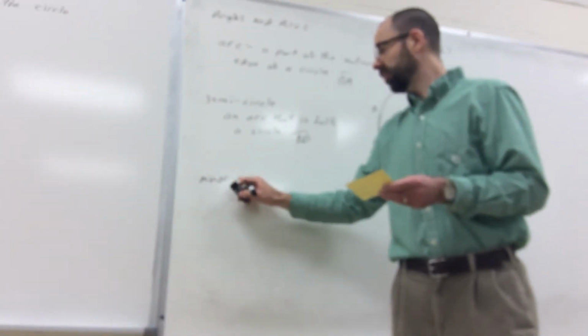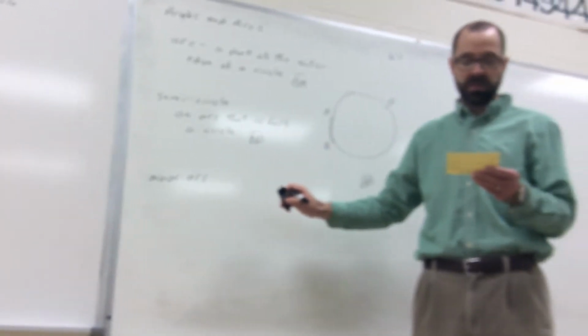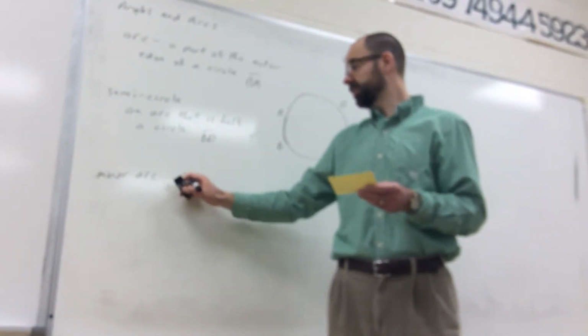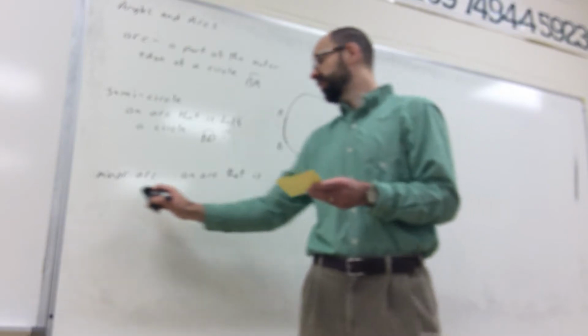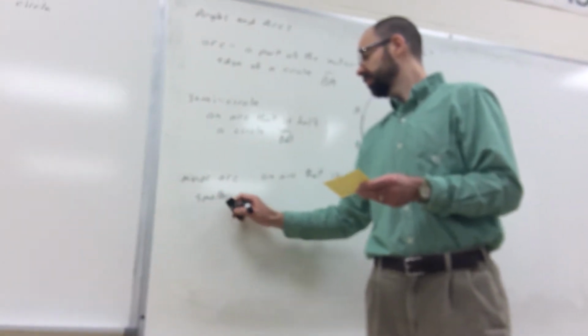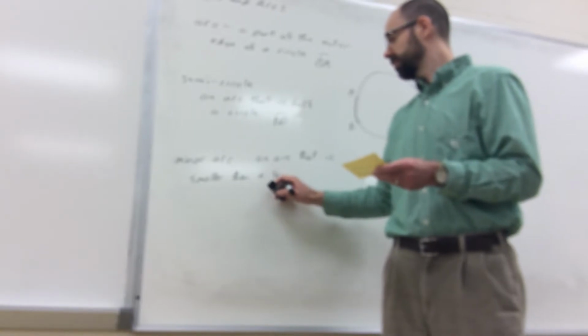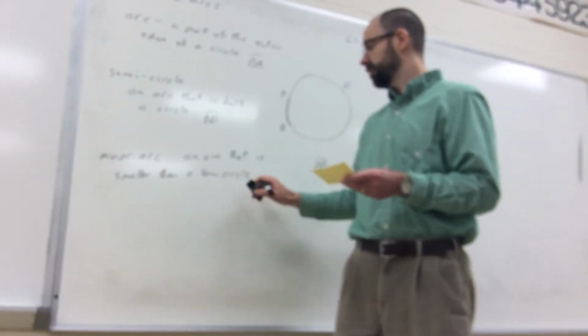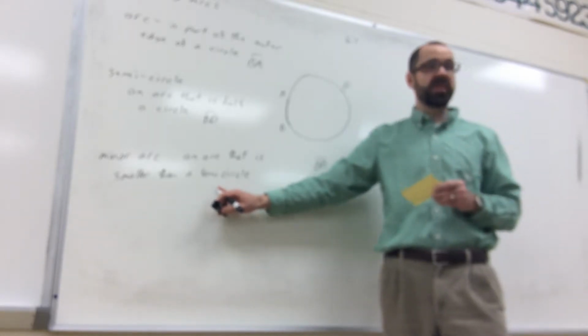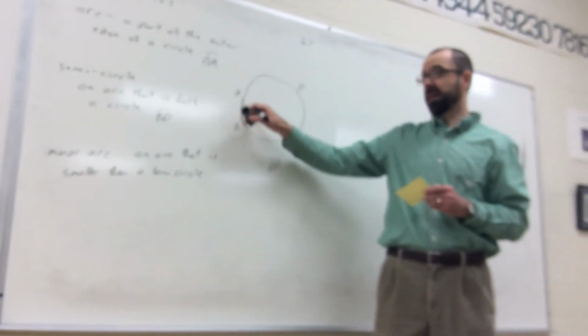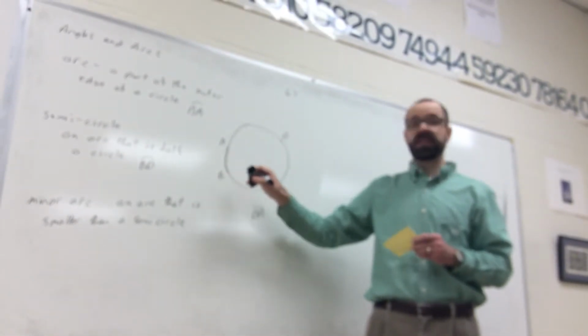Okay, then there's minor arc. A minor arc is an arc that is smaller than a semicircle. So BA was a minor arc because it's less than a semicircle.